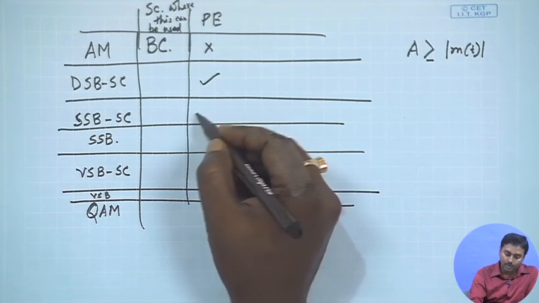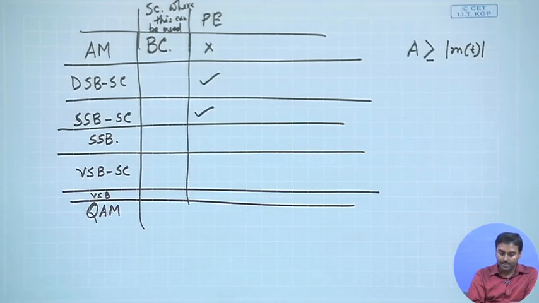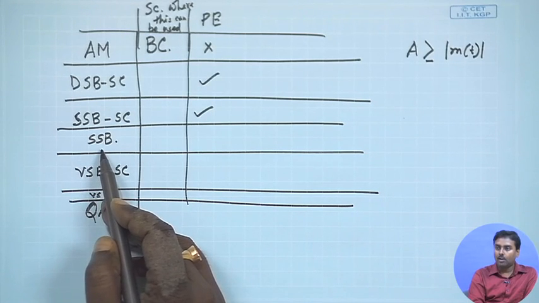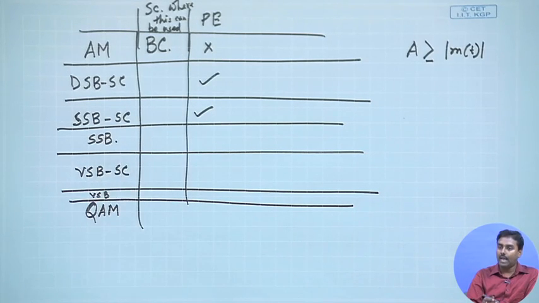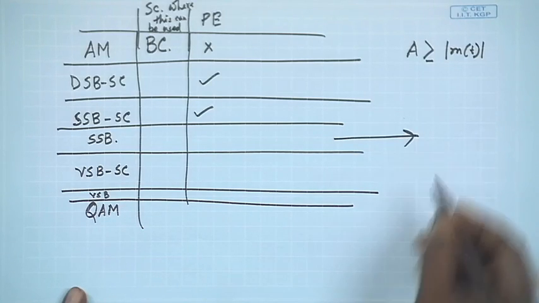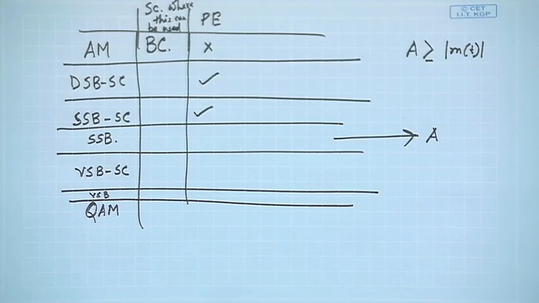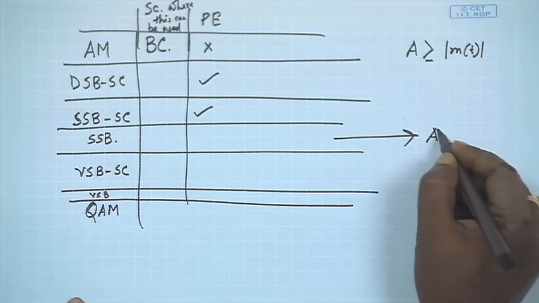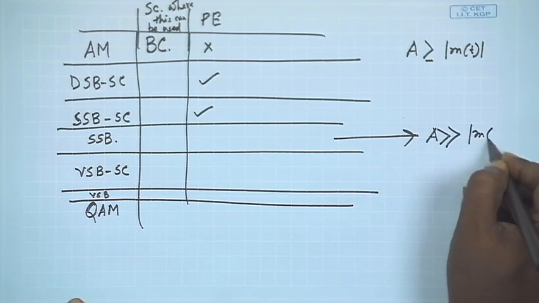SSB-SC definitely will be power efficient, because there also I am not adding a carrier. But here we have already shown that if we wish to add a carrier and then demodulate, probably a huge amount of carrier has to be added. So, if I wish to add a carrier and demodulate through envelope detection, A must be much greater than m(t).